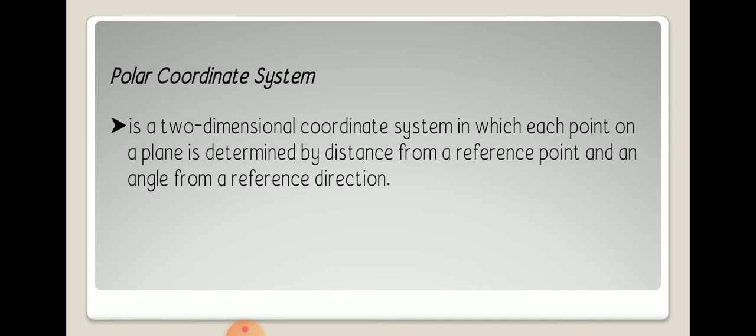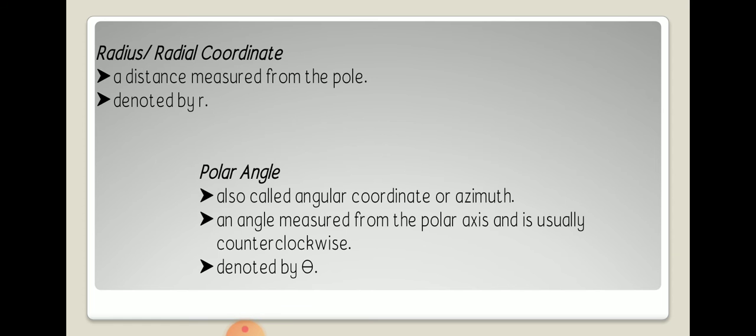Polar coordinate system is a two-dimensional coordinate system in which each point on a plane is determined by distance from a reference point and an angle from a reference direction. Radius, or radial coordinate, is the distance measured from the pole and denoted by r.